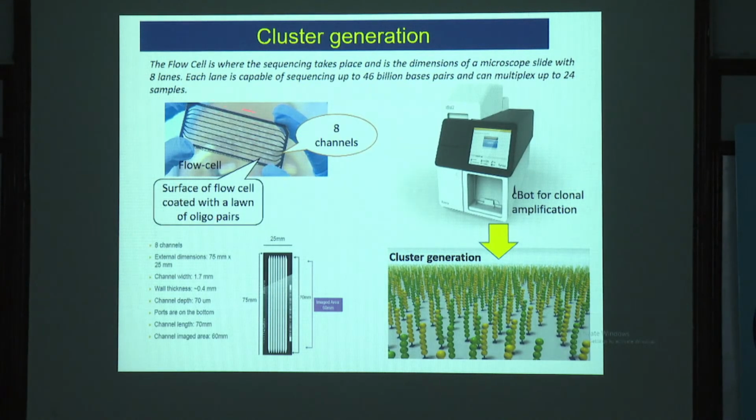Okay, so there are 8 channels in this flow cell. And these flow cells are coated with millions of oligos, and I'll tell you the sequence during the library preparation. What we do is add an adapter molecule. The sequences of the adapters are complementary to the oligos present here. So that's how this cluster generation or clonal amplification happens.